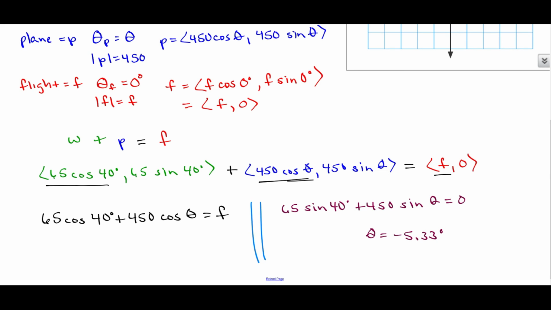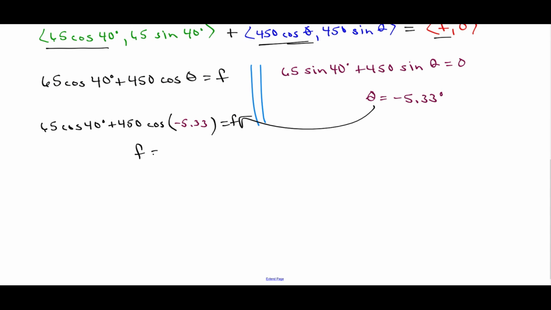And then once I have that value, I can come and plug it back in over here to find the magnitude. So now we can go 65 cosine of 40 degrees plus 450 cosine of the negative 5.33 gives me F. So F equals about 497.8. So that's my speed. So we get 497.8 miles per hour for the plane with the wind, and we should be flying at a direction angle of negative 5.33 degrees.